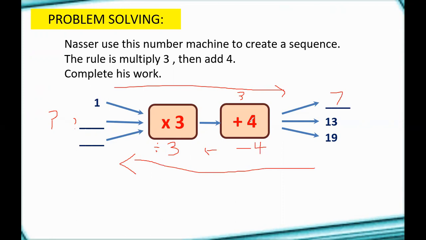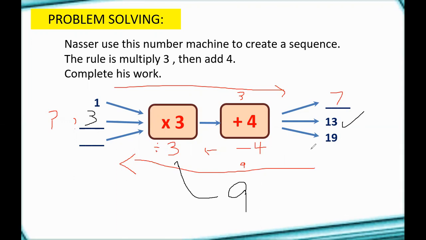13 minus 4, what will be? It is 9. So let's write here 9. I'll make it bigger. So the answer there is 13 minus 4 is 9. Divided by 3, what will be? Is 3. Correct. Now let's check our answer if it's correct. 3 times 3, yes, it's 9. Plus 4 is 13. So it's correct.